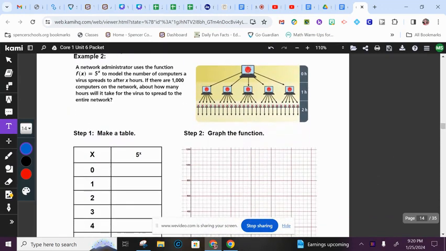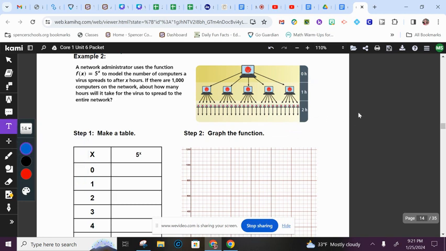So example number 2, we're going to get into looking at a storyline here. So it says a network administrator uses the function f of x equals 5 to the x power to model the number of computers a virus spreads to after x hours. If there are 1,000 computers on the network, about how many hours will it take for the virus to spread to the entire network? So think about our independent and dependent variable here.